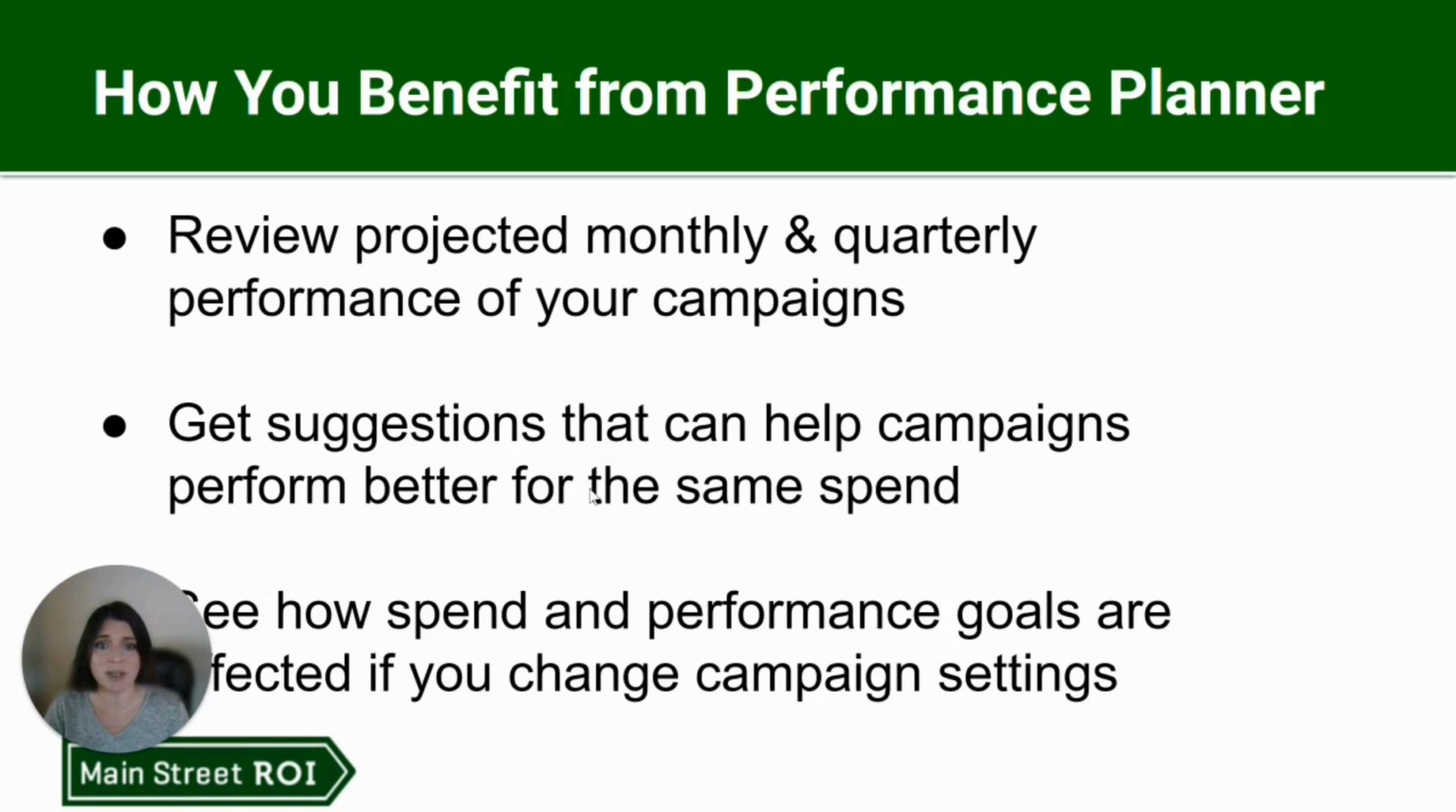So you can also get suggestions that would help your campaigns perform better within the same amount of ad spend. So for example, if you're stuck on one particular budget and you don't really have much leeway to increase that budget, Google's Performance Planner will give you some ideas on how you can achieve the best results within that campaign's budget without increasing it. So you can actually see how the spend and performance goals are affected if you do go in to change your campaign settings. So this is a great tool to use before you make any huge changes to your bidding strategy or your targeting strategy too. So a lot of good insights from using this tool.